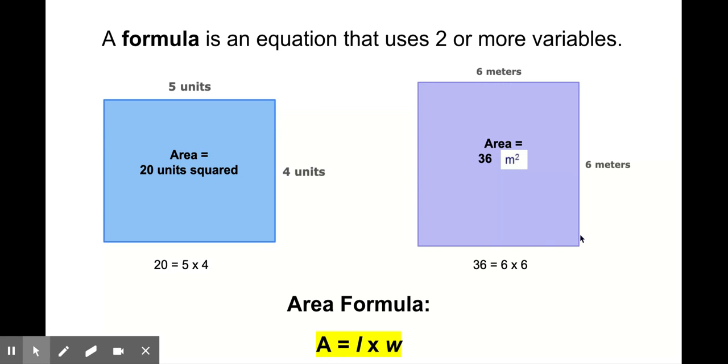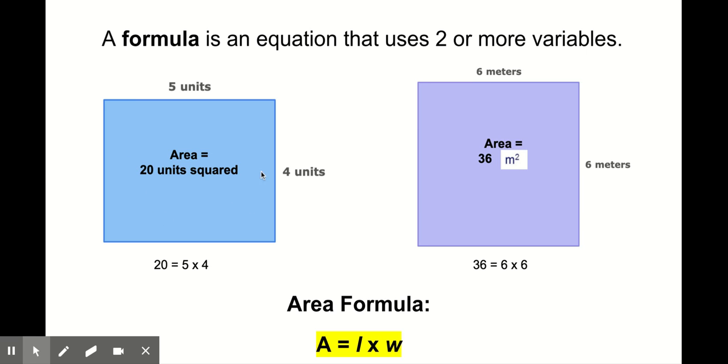Our new concept today is the word formula. A formula is an equation that uses 2 or more variables. So let's take how to find area, for example. We just went over that area is multiplying the 2 sides. 5 times 4 is equal to 20. The product is 20, and that's also the area. The area is 20 units squared. That covers the space inside this blue rectangle.